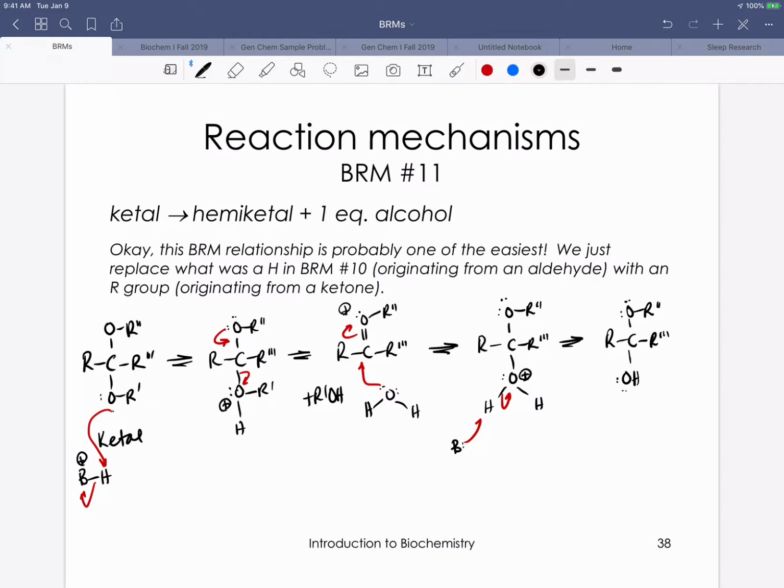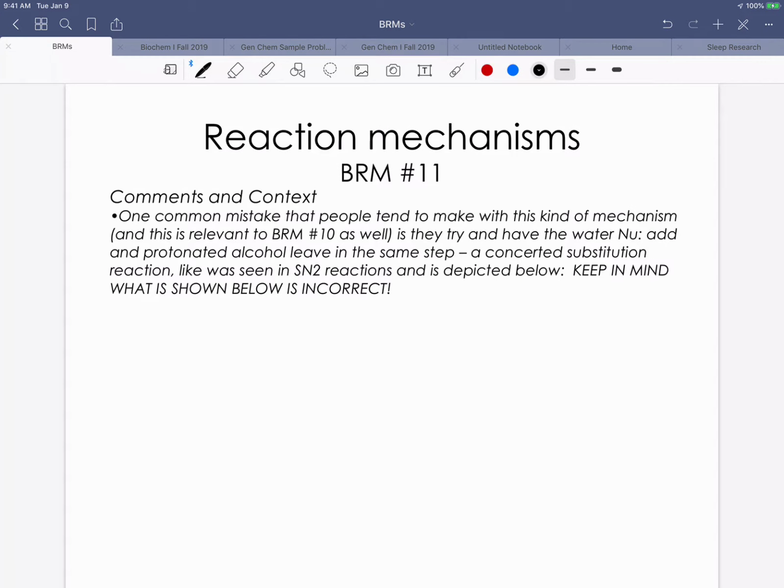So hopefully a pretty straightforward mechanism, very similar to what we saw in reaction mechanism 10. On the next couple of slides, I'm going to highlight some common mistakes that we've seen. The first common mistake that I often see is people make this kind of mechanism where they have the water coming in as a nucleophile and a protonated alcohol leaving, trying to have that happen in the same step. That is a concerted substitution reaction, sort of like an SN2 reaction. I'm going to draw what that would look like, keeping in mind that what I'm going to draw is not a correct or valid mechanism.